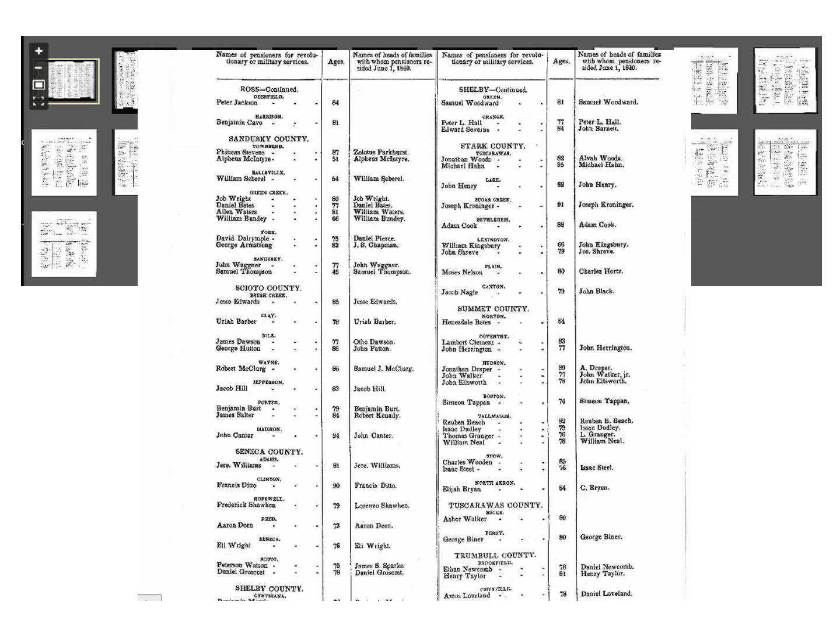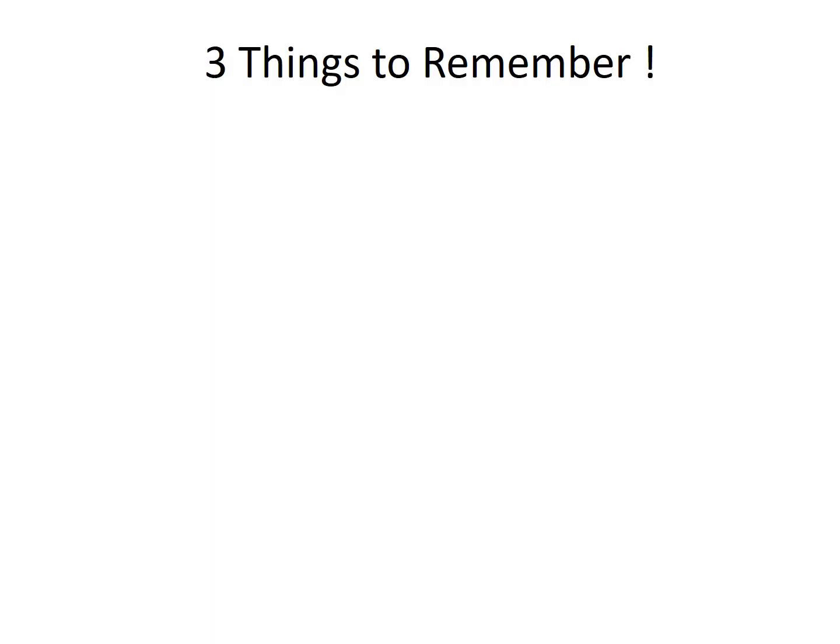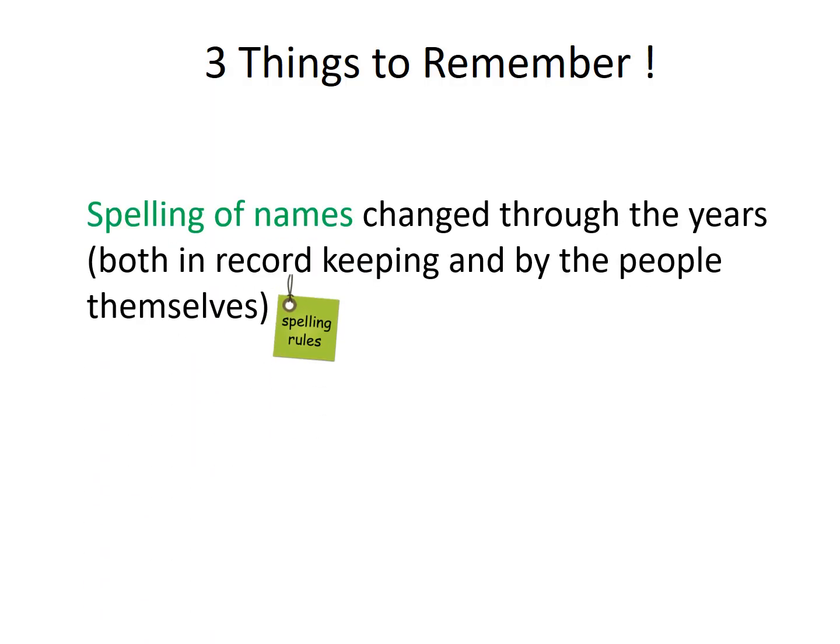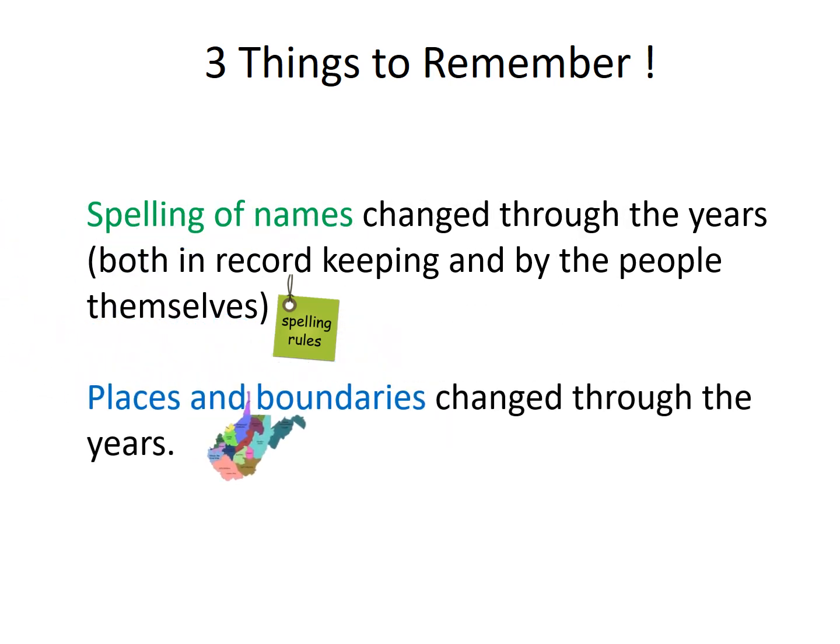This database is arranged by counties, which are in alphabetical order. I can double-click an image to open and see a particular image to see if that ancestor is on this list. 3 things to remember in your search. Spelling of names change through the years, both in record keeping and by the people themselves. A lot depended on the competency of the census taker also. Places and boundaries change through the years.